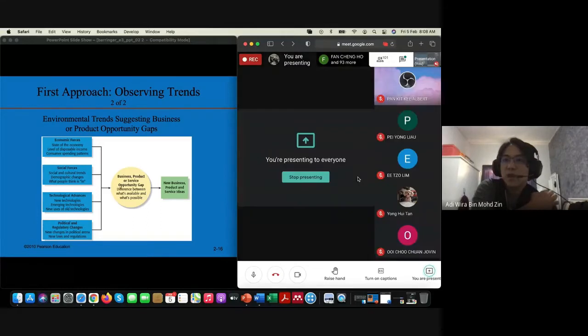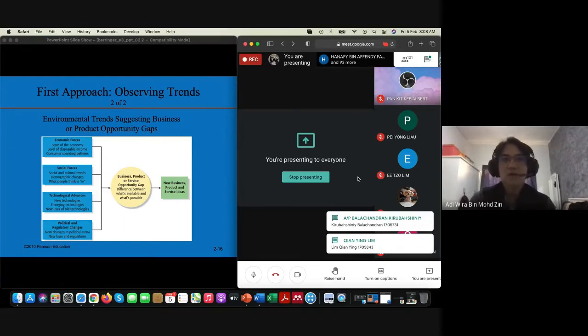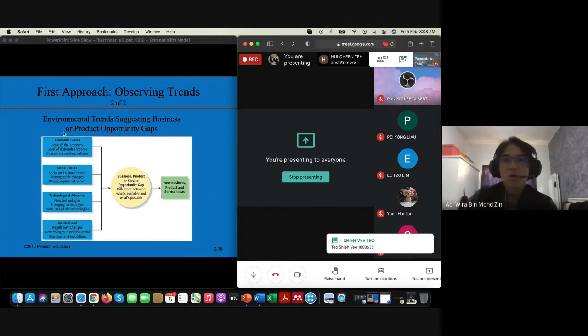After that we touched on how to identify the opportunity. That's where we stopped last week. We have three approaches to identifying opportunity: observing trend, then solving problem, and after that looking for gaps in the marketplace. I think last week I stopped at economic forces, so I will wrap up a bit of what we learned on economic forces.